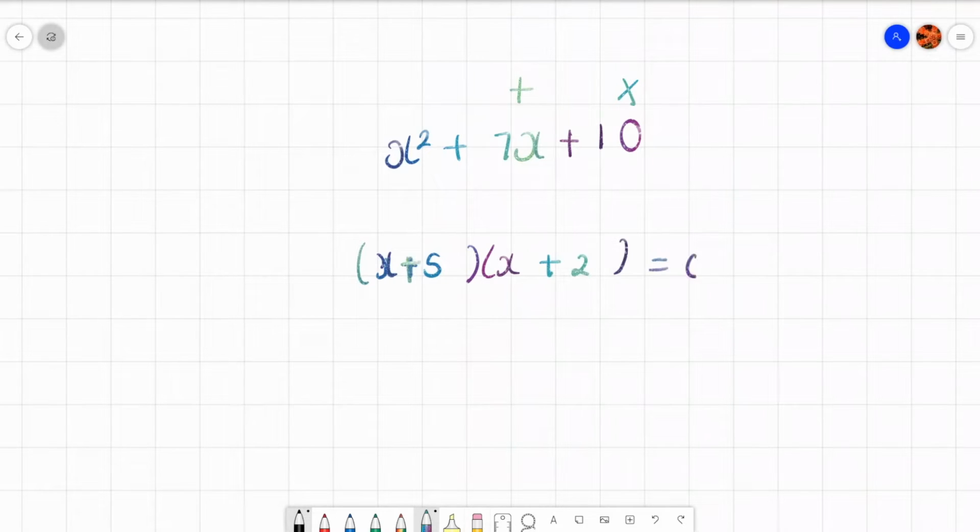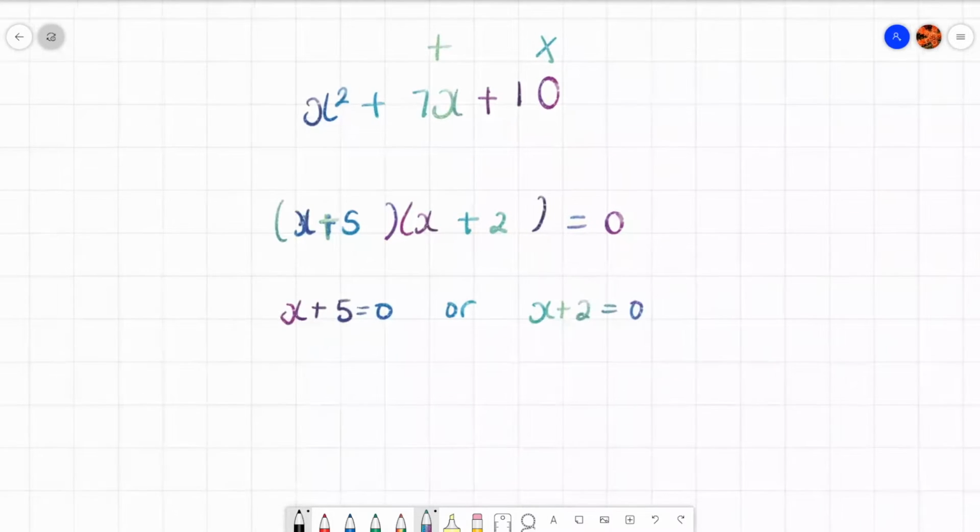Okay, equals 0. Make each bracket equal to 0. So x plus 5 equals 0, or x plus 2 equals 0. Then all you do is solve. So this one here is x equals -5 or x equals -2. And that is your answer. You have found the roots of your equation. So if you were to plot this graph on an axis, it would cross the x-axis at -5 and at -2. And that's what this means.